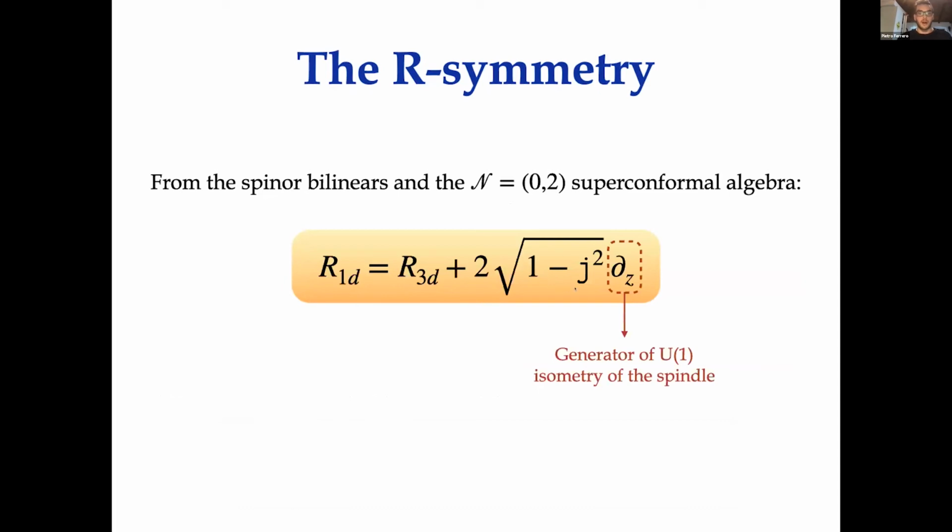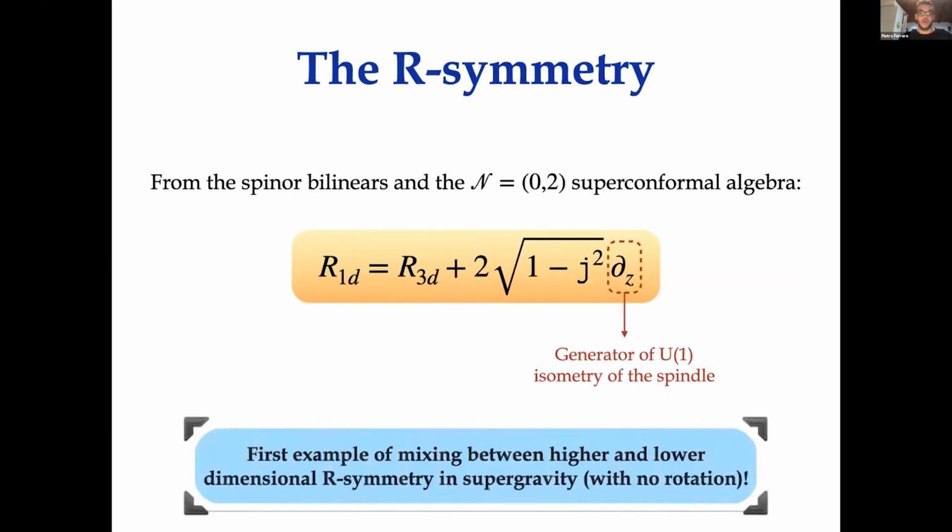And this persists even in the case in which we set this parameter j, which is related to rotation, to 0. And this is, as far as we know, the first example of mixing between higher and lower dimensional symmetries in a supergravity solution, even in the absence of rotations.